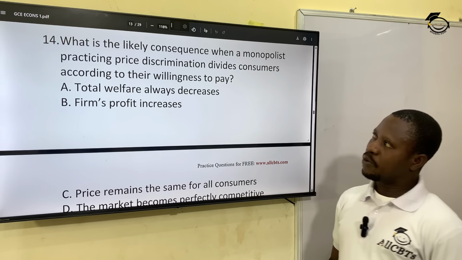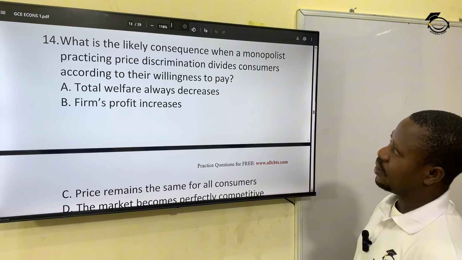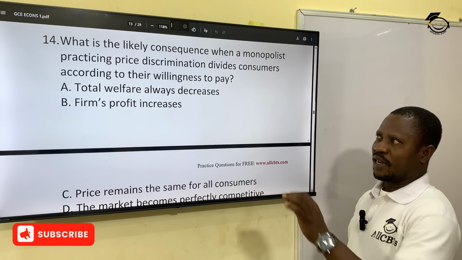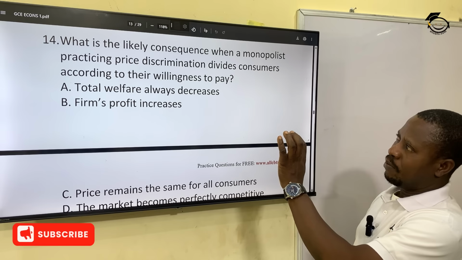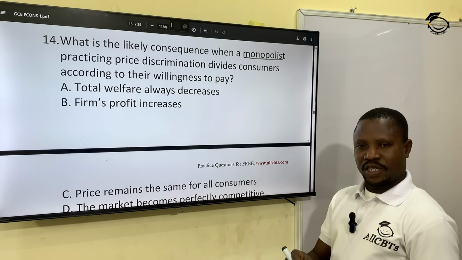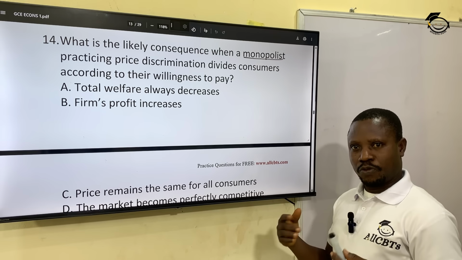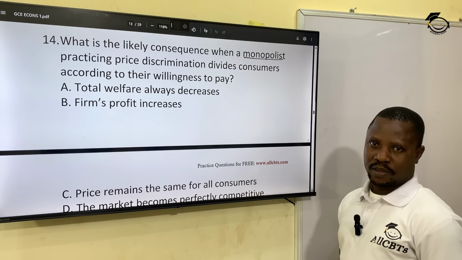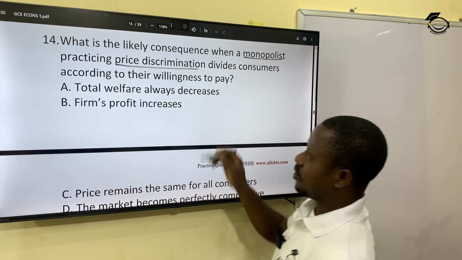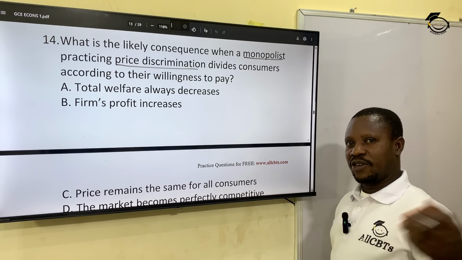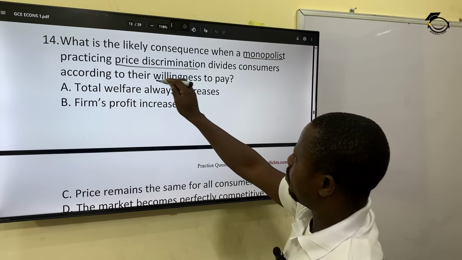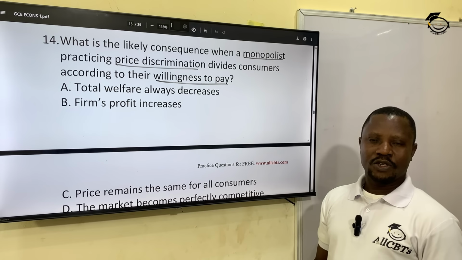What is the likely consequence when a monopolist practicing price discrimination divides consumers according to their willingness to pay? There are major concepts you need to understand from this particular question. It's a very technical question. One, a monopolist. Who is a monopolist? He is the only supplier or seller of his product, so you can do whatever you like with his price, and people will still buy because you have no alternative. So you can do what they call price discrimination. You can sell at one price in Lagos, another price in Ogun State. All right? And that is what it means. Then you can set the price based on the capacity of the consumers to pay.